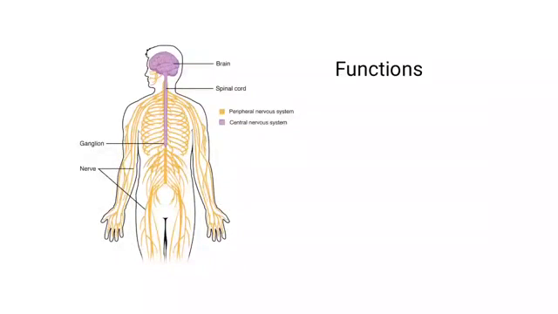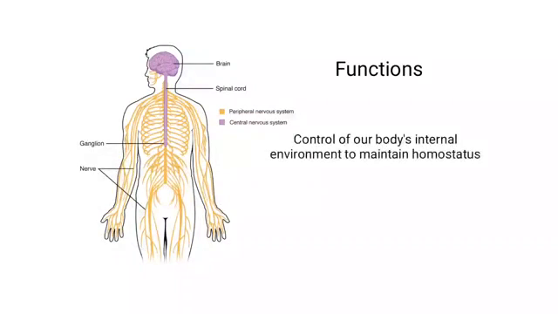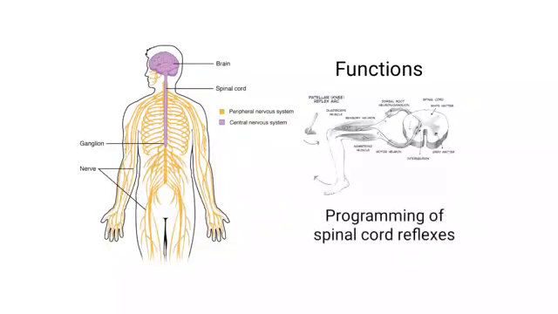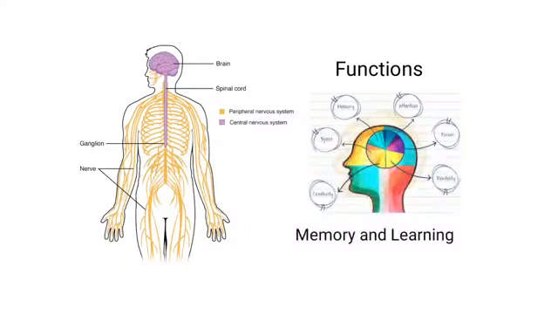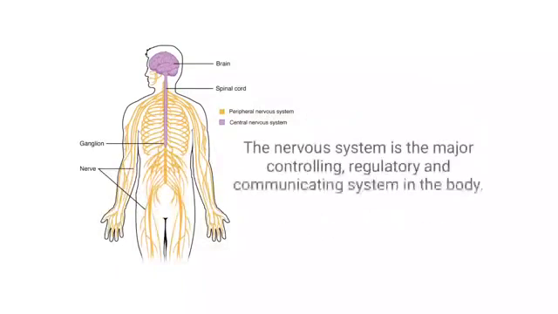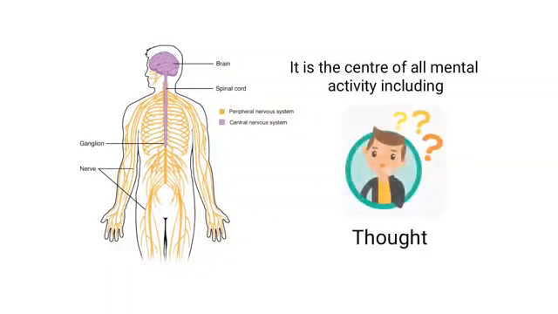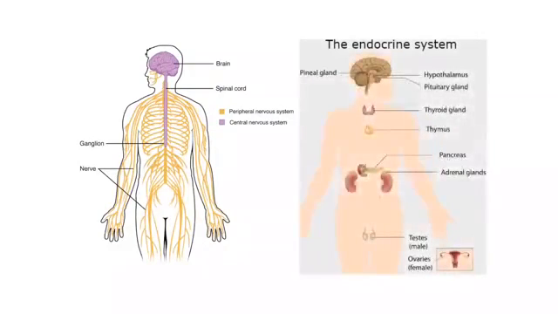Four main functions of the nervous system: control of our body's internal environment to maintain homeostasis. An example of this is the regulation of body temperature, programming of spinal cord reflexes, memory and learning, voluntary control of movement. The nervous system is a major controlling, regulatory, and communicating system in the body. It is the center of all mental activity, including thought, learning, and memory. Together with the endocrine system, the nervous system is responsible for regulating and maintaining homeostasis.